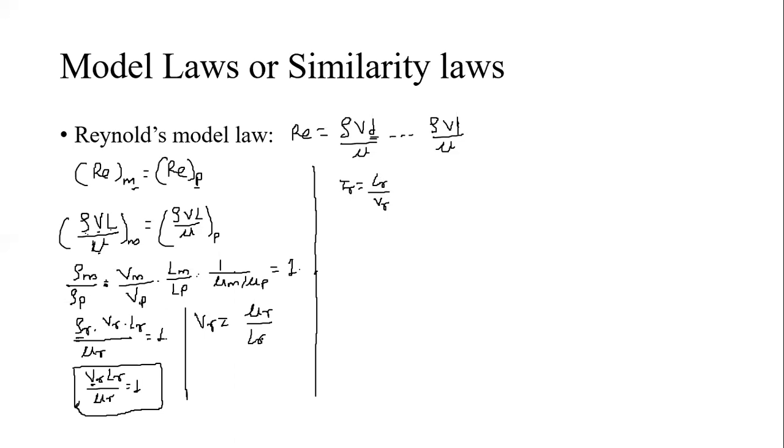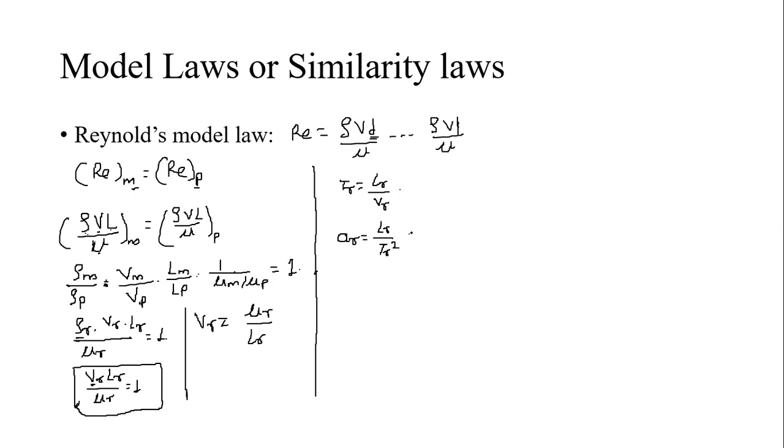Vr we are knowing as mu r by Lr once again. If you rearrange, then also you will get the simplified form, or let it be, no problem. This is for the time scale ratio. Then acceleration scale ratio, Vr we got, Tr we got. What is our acceleration scale ratio? It is Lr divided by Tr square. Okay, Lr divided by Tr square.